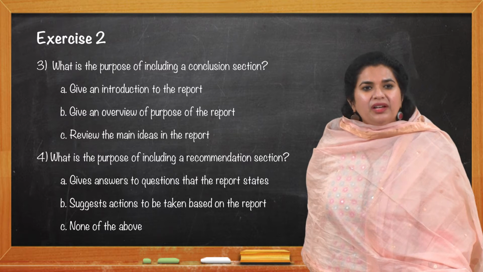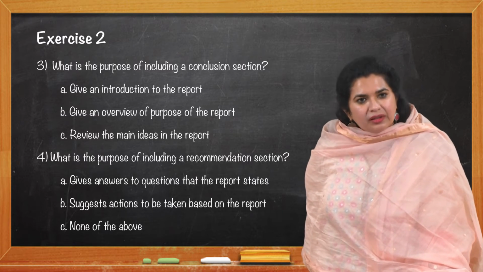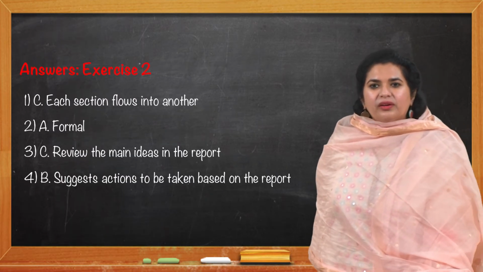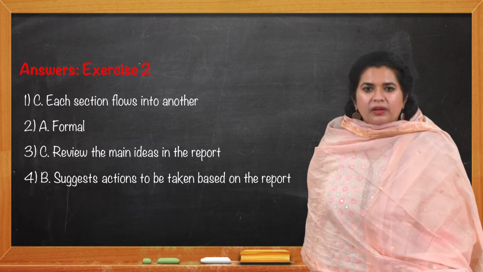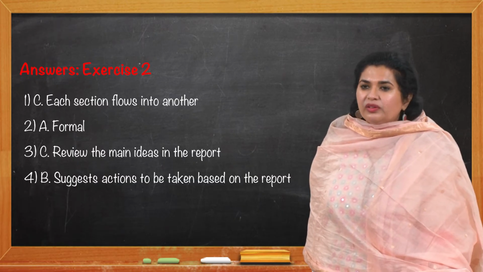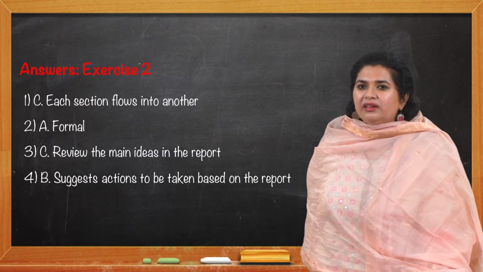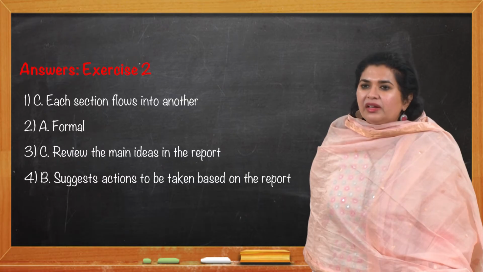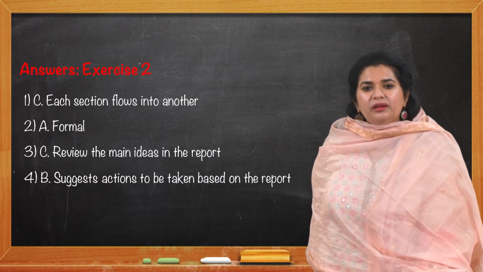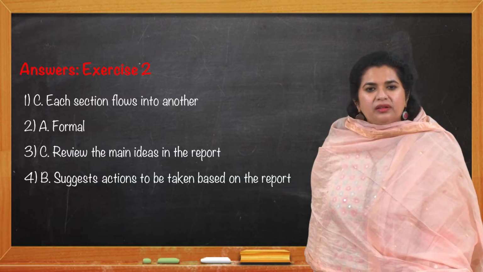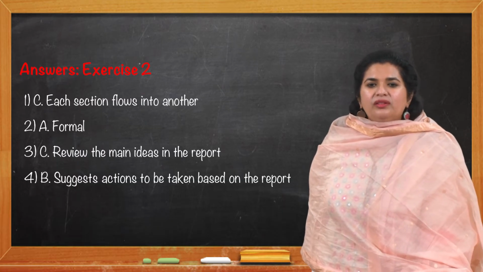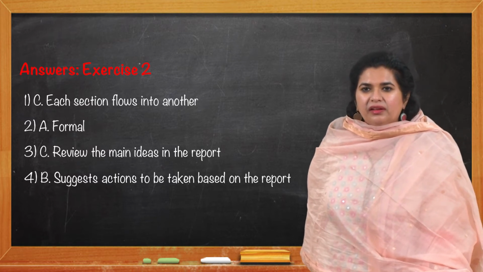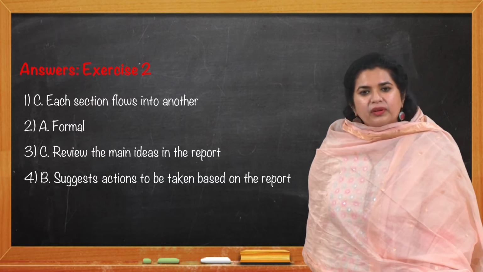If you do not know, if you still have confusion, please go back to the previous modules that we have been doing so far. Here is your response. See, each section flows into the other. That is the reason why we need a structured report, and a report should be formal. And number 3, conclusion, it reviews the main ideas in the report, and recommendation, number 4, B, suggests actions to be taken based on the report.